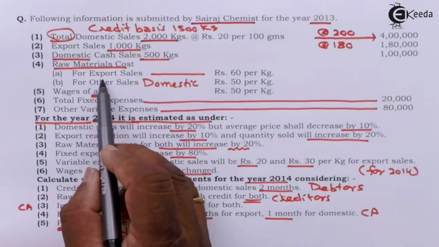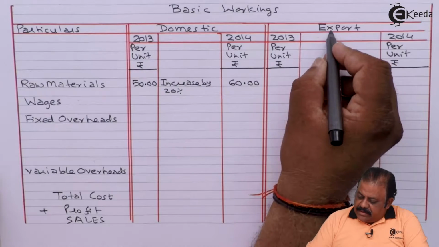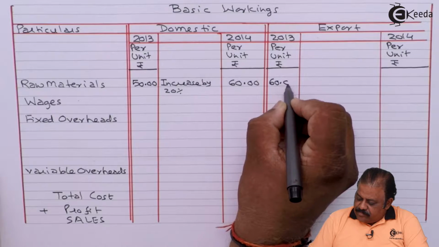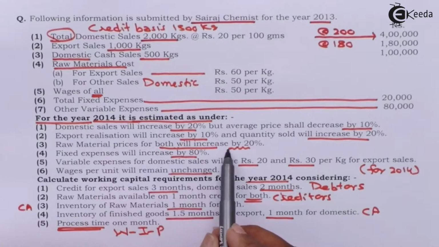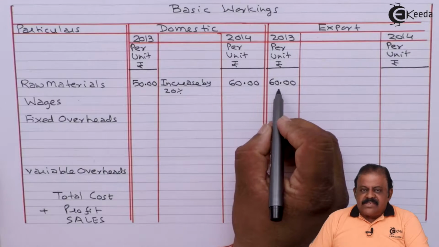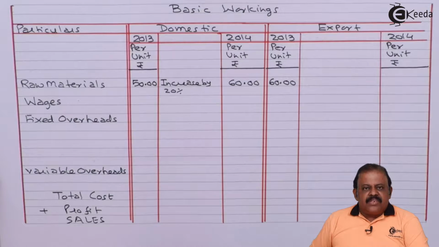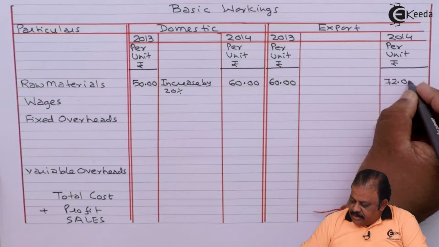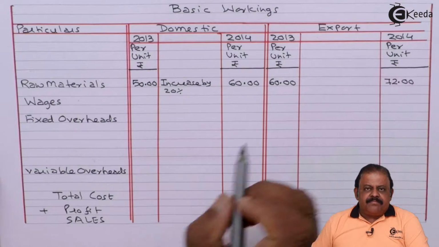Raw material cost for export sales, rupees 60 per kg. So for current year, in case of export, it is 60 rupees per unit. Raw material prices for both will increase by 20%. So this 60 rupees will go up by 20%. So 60 plus 20%, it will be 72 rupees. 72 rupees per unit for projected 2014.